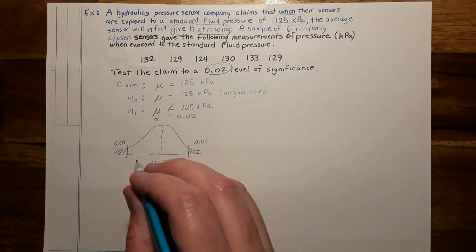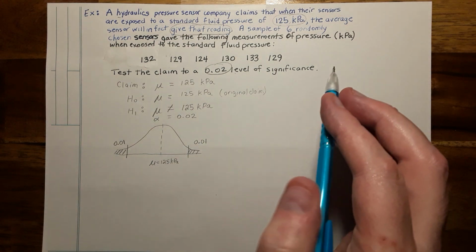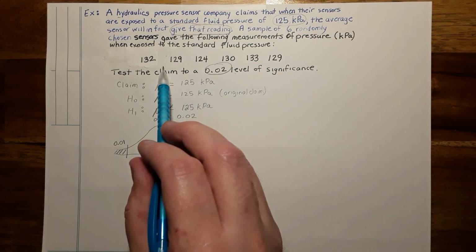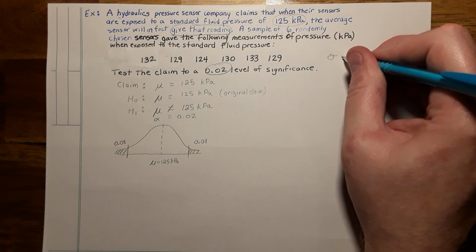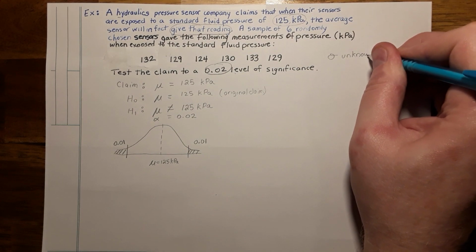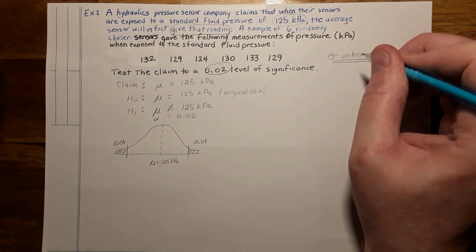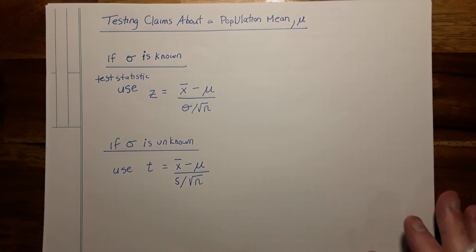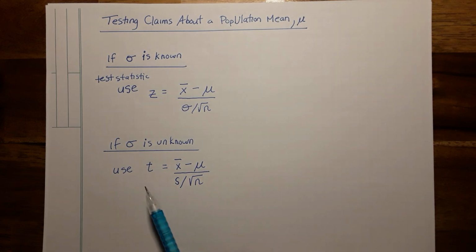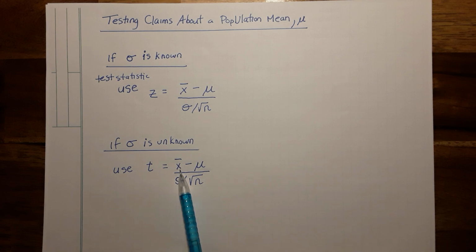In this particular case, because we have a sample of 6, notice there is no information given here about the population standard deviation. And so the standard deviation is going to be unknown. If the standard deviation of the population is unknown and we want to test a claim about the population mean, we are required to use the T-score. We'll have to find both the mean of the sample and the standard deviation of the sample in order to use this test statistic.